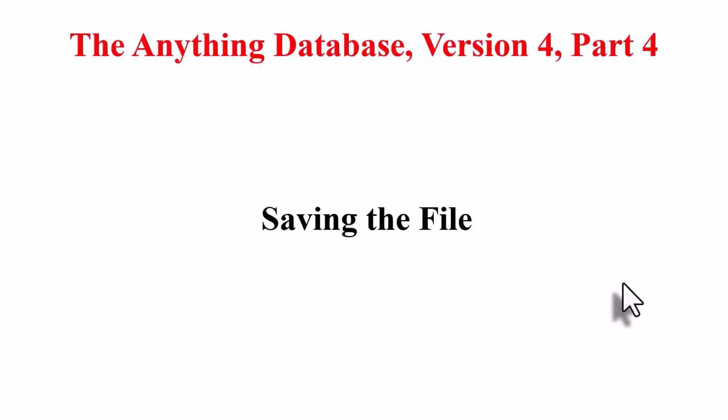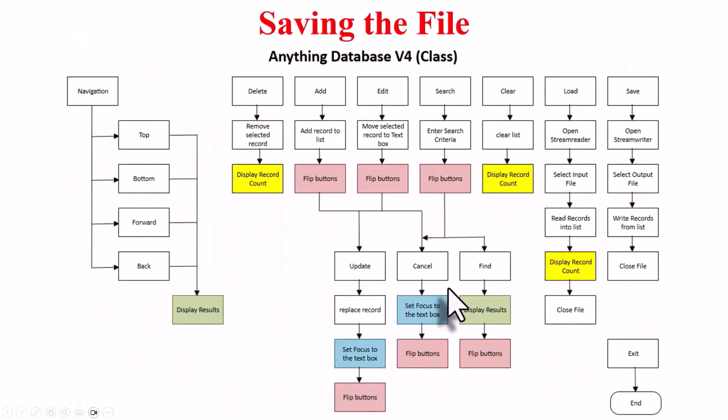Watch. With navigation complete, we now can turn our attention to trying to save all the records so that we can come back the next day and continue with our operation without having to recreate the file over and over again. We can simply add records and save them and then bring them back if we want. So saving the files is going to be an important piece of this. Saving the files is what the Anything Database version 4, part 4 is all about.